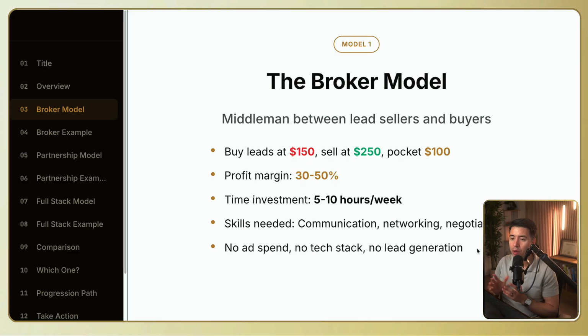So, there's pros and cons to each one, and we'll go into each of these, but just know that with the broker model, yes, it's way easier because you don't have to handle all of those headaches with lead generation and tech stacks and all of that and managing ad spend. But again, you have less control.